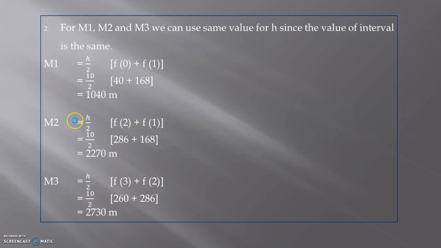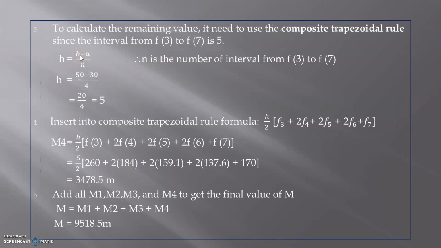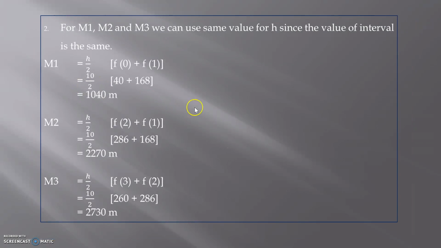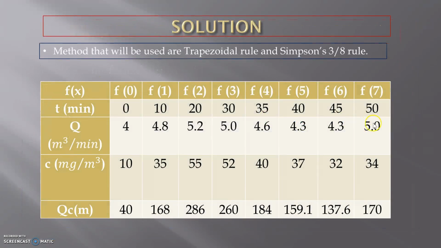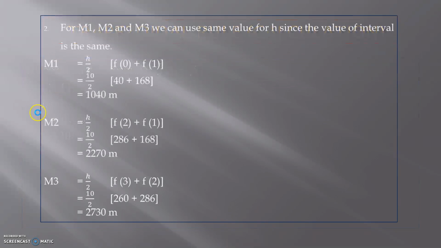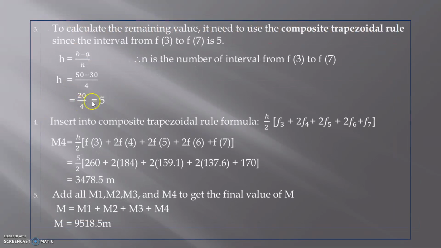So the final data minus the first data over 4. So 50 minus 30 over the number of intervals, which is 4, will be 5.